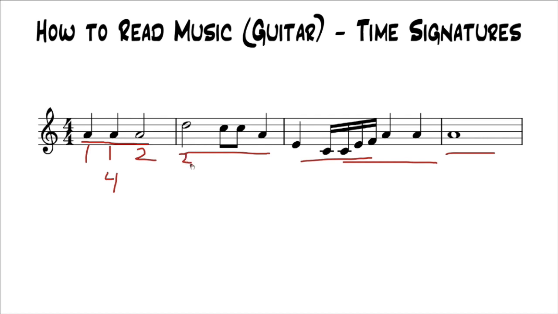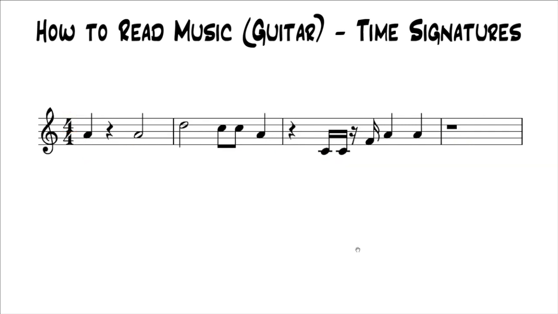This is a half note, which means it's two quarter notes. This is an eighth note, which means it's one quarter note together. And this is a quarter note, which is another quarter note. That's four quarter notes. So every single one of these bars has to have four quarter notes in it if you're in 4-4 time. It has to equal the amount of four quarter notes. For example, right here, it's not a quarter note, it's a whole note, but a whole note equals four quarter notes.